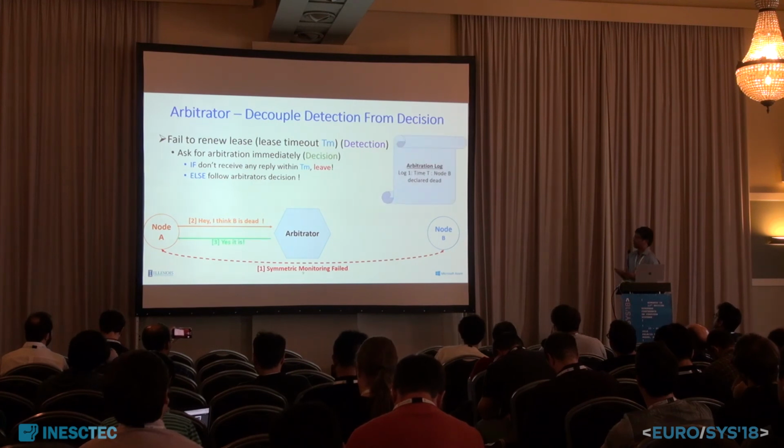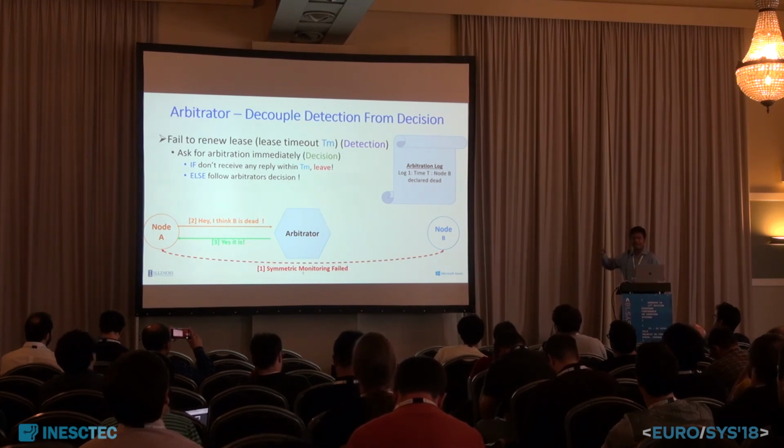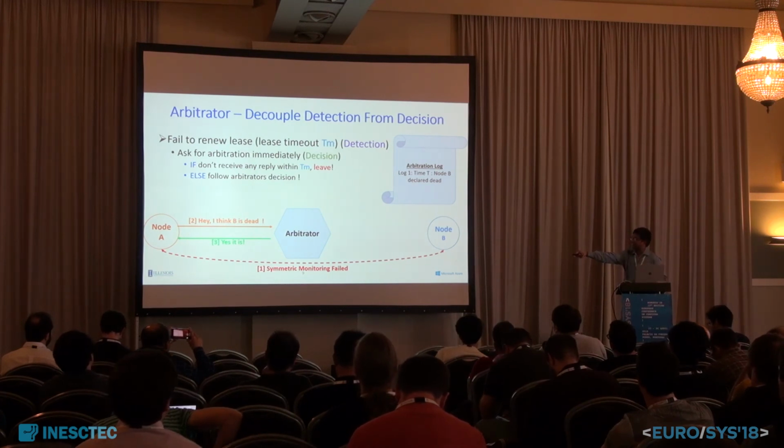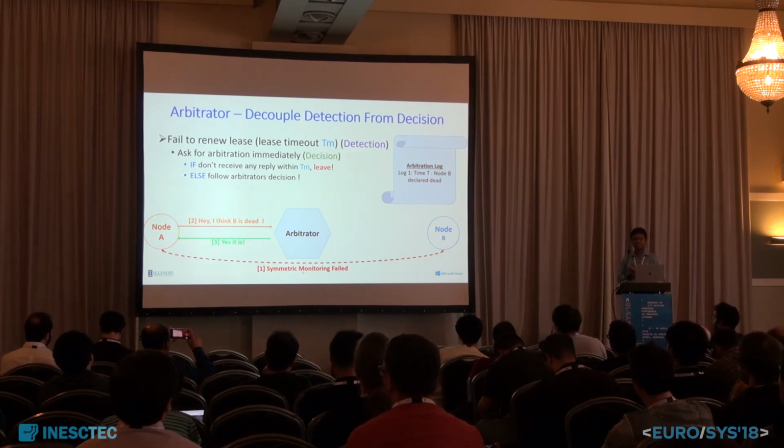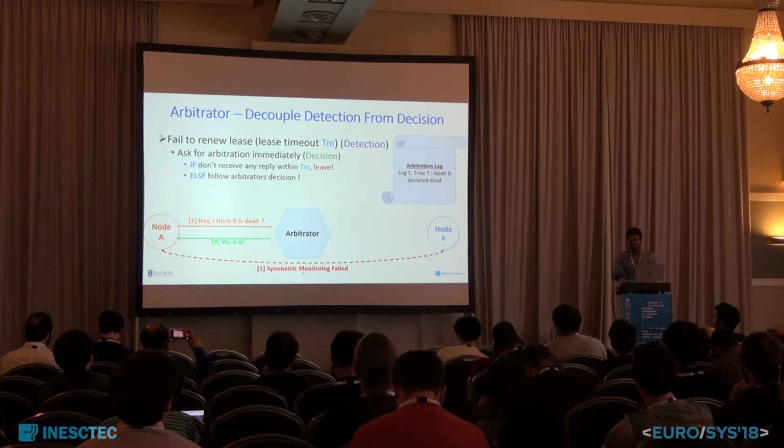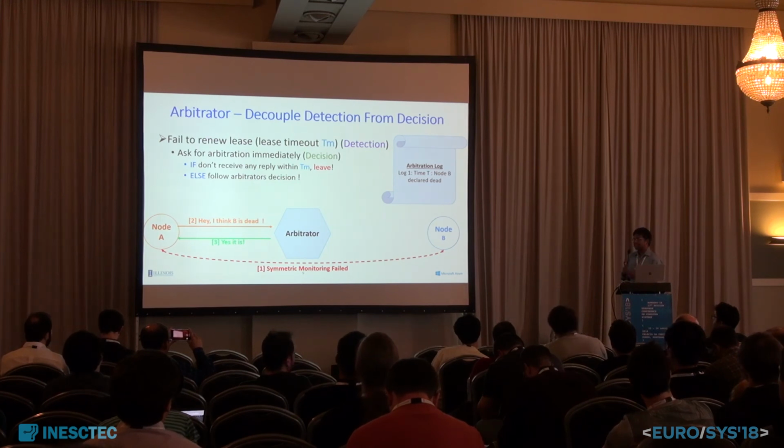For the decision, in this example, the arbitrator receives this request from node A first. Therefore, this arbitrator maintains a log where it marks node A as up and node B as down, and it propagates this decision to node A. When node A receives this decision from the arbitrator, it knows that, for sure, within some predefined time bound, node B, even if it's alive, will not stay in the system. Let's see how this is ensured.